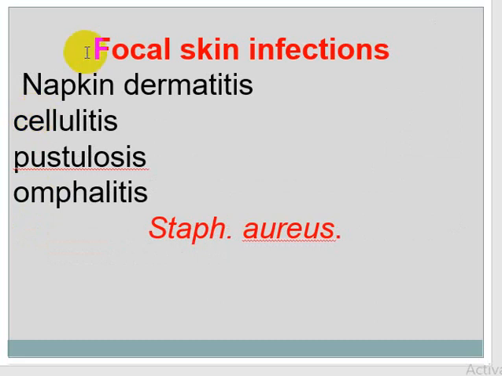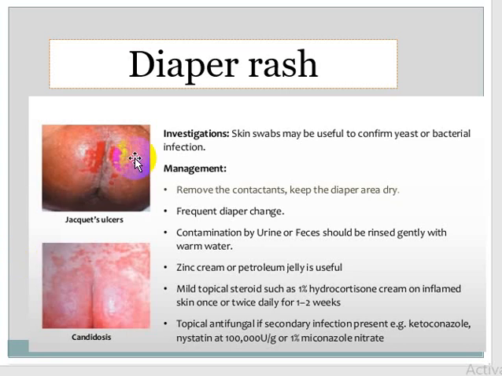Other focal infections in the neonate are focal skin infections like napkin dermatitis, cellulitis, pustulosis, and omphalitis. These skin infections, cellulitis, pustulosis, and omphalitis, are caused by Staphylococcus aureus. Napkin dermatitis has a combination of factors. Let's see, this is a slide showing diaper rash, napkin dermatitis, which is superadded by it.